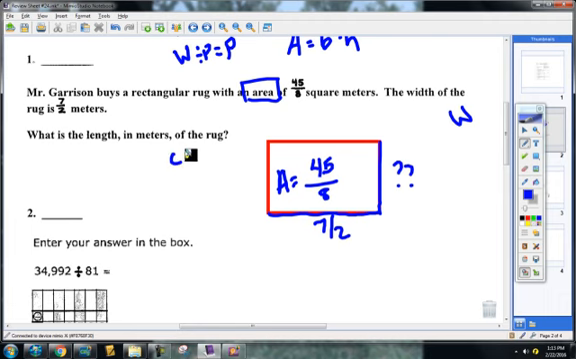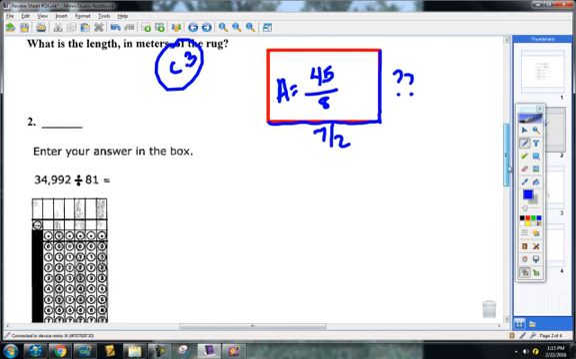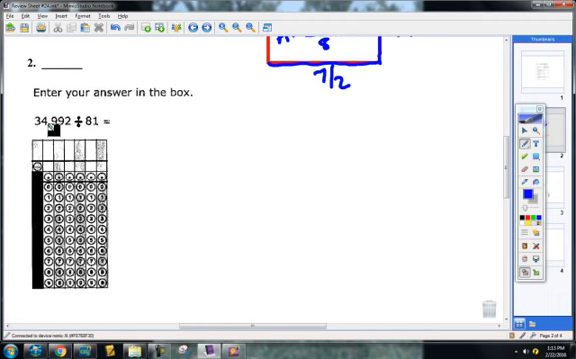So, chapter 3 there. Okay, long division. That is a comma right there, and there's no decimal there. That's just 81. So that's just 34,992 divided by 81. I would obviously need to see work there.